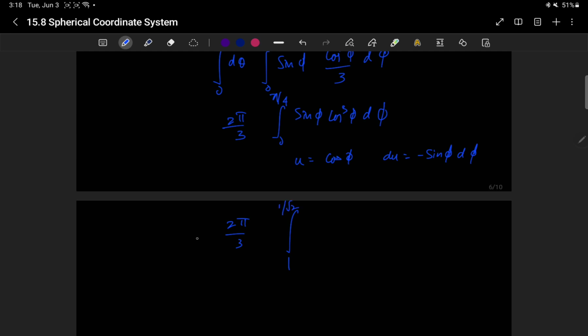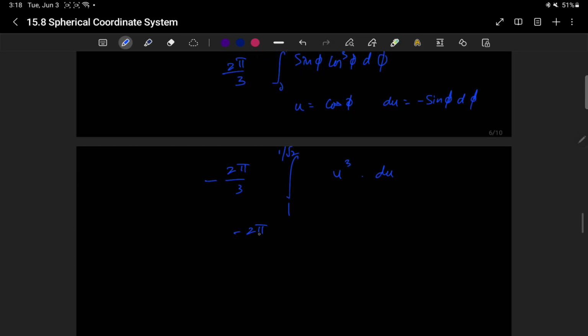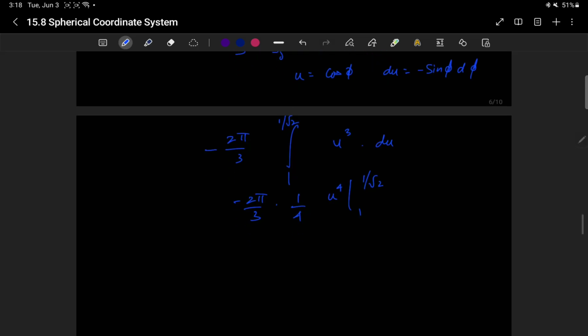And this becomes a negative. I get a du and a u cubed. So I get negative 2 pi over 3 times 1/4 u to the 4, from 1 to 1 over root 2, which is negative pi over 6 times (1/4 minus 1), or 3/4 times pi over 6, or pi over 8.